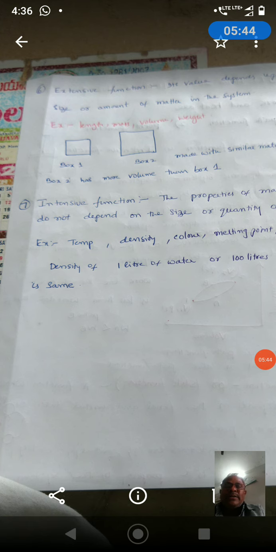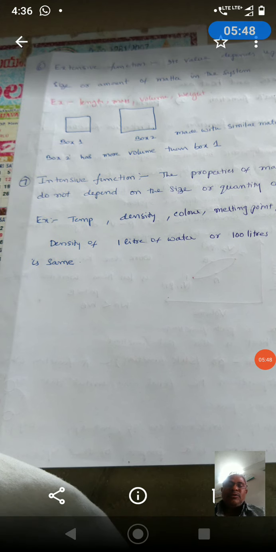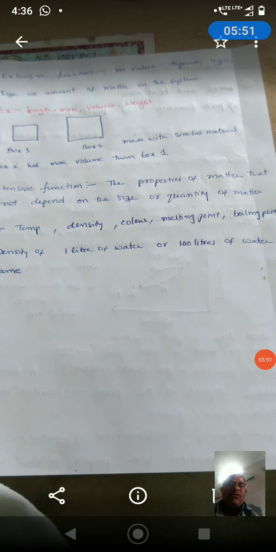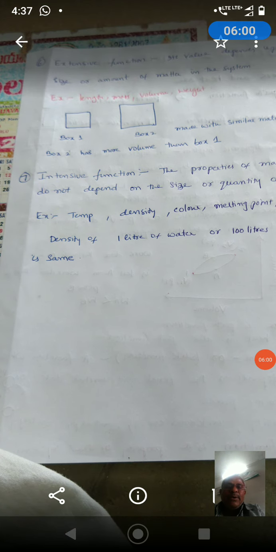Another one, intensive function. What is an intensive function? The properties of the matter that do not depend on the size or quantity of the matter. Take temperature or density or color, melting point, boiling point. These do not depend upon the size of the matter or quantity of the matter in the system. I will give an example. The density of 1 liter of water or the density of 100 liters of water is the same. They do not depend upon it.